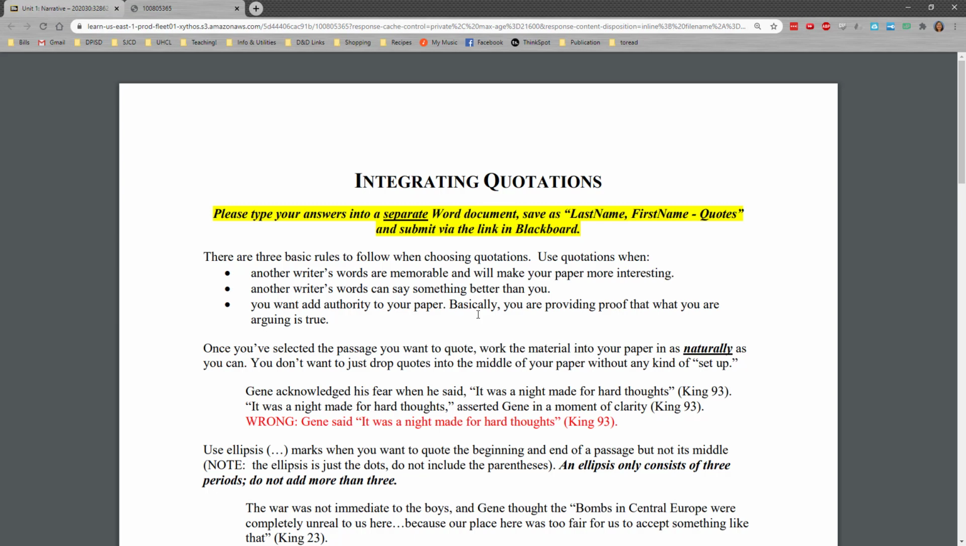Gene acknowledged his fear when he said it was a night made for hard thoughts. It was a night made for hard thoughts, asserted Gene in a moment of clarity. Not just "Gene said." Why is that quote there? Give some information to help solidify it and help integrate it. Why is it important? What does it say that you can't say? Think about these things before you just throw a quote in willy-nilly.